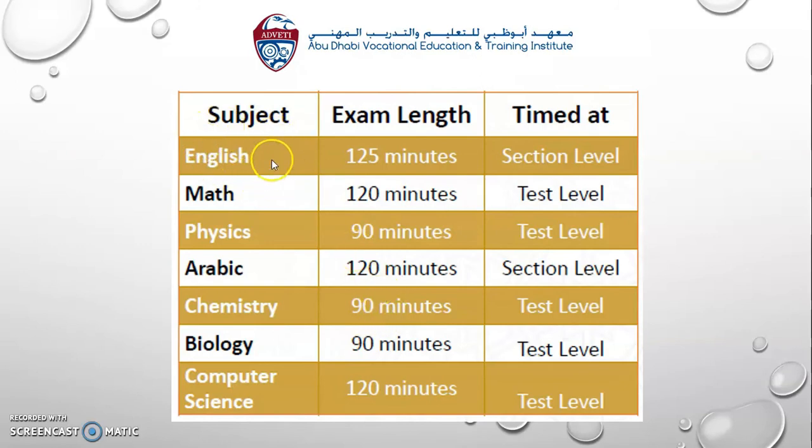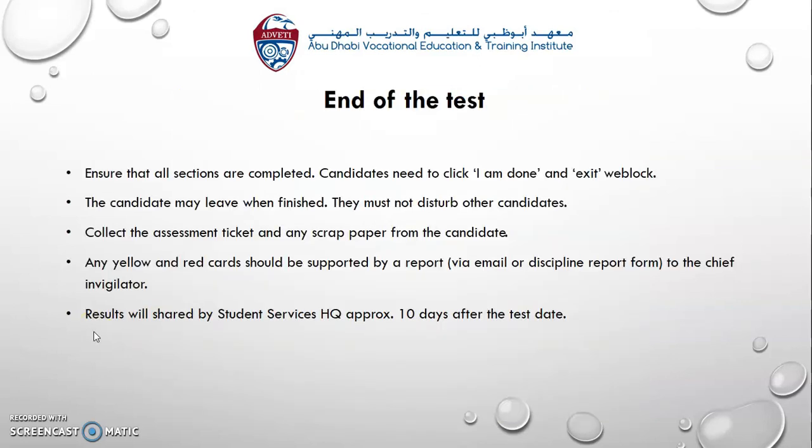Now, most of the instructions here are for the English exam, which lasts 125 minutes, but there are other exams. These are the lengths of the exam. Math 120, Physics 90, Arabic 120, Chemistry 90, Biology 90, and Computer Science is 120. At the end of the test, make sure that all sections are completed.